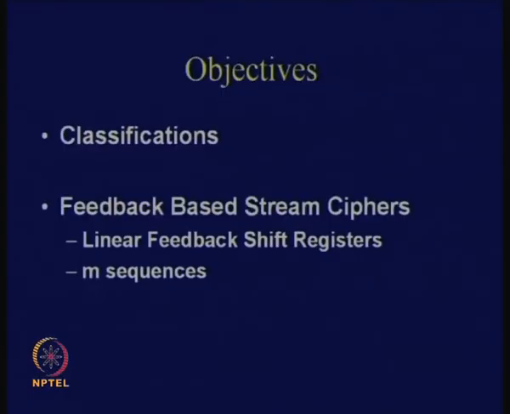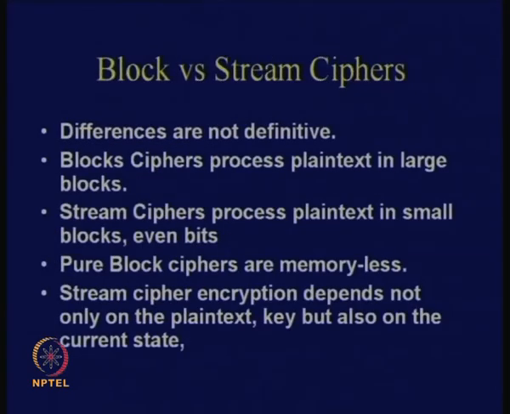First we will discuss the classifications that exist in the stream cipher world. Then we will start with a very interesting and important topic, that is feedback based stream ciphers. We will talk about LFSRs, linear feedback shift registers, and also define something called M sequences, which are very much used to generate pseudo randomness in cryptography. Since we have studied block ciphers, let us start with the difference between block and stream ciphers.